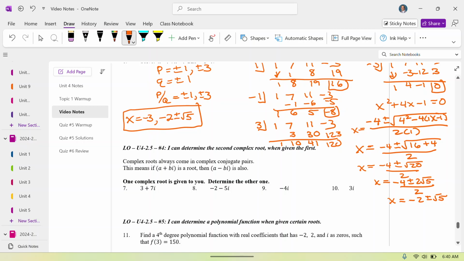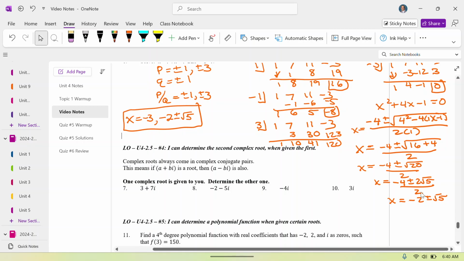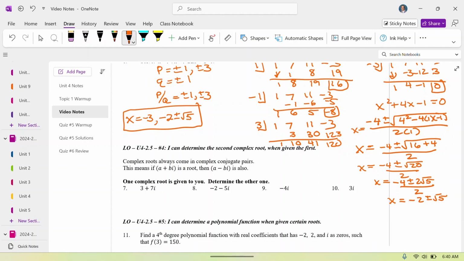So yes, it is possible that answers are not rational. In this case, this would be the two irrational. Now notice what happened when the zeros were not rational, right? You had to use the quadratic formula, and notice they came in conjugate pairs. So that's what happens when they're complex, meaning it has an i in them. If a plus bi is a root, then a minus bi is also a zero or root.